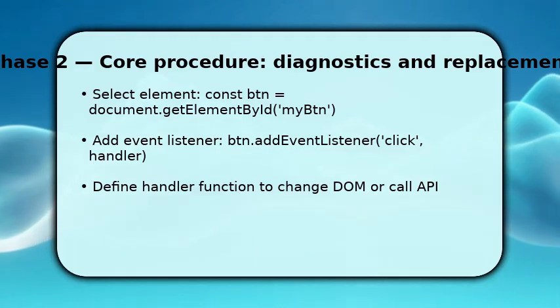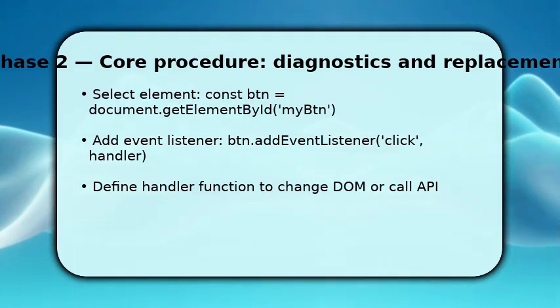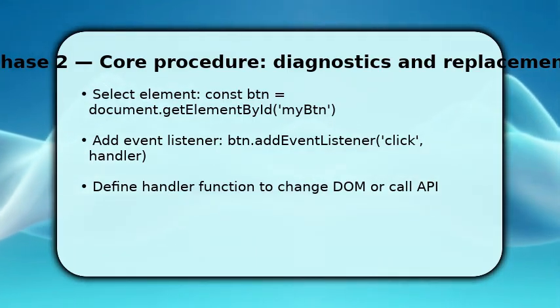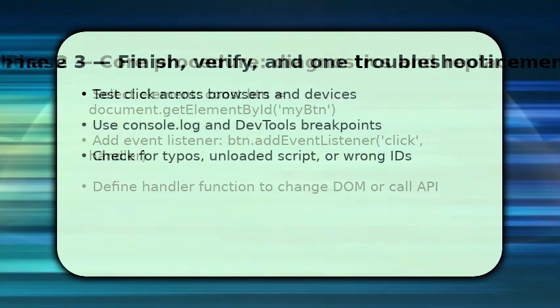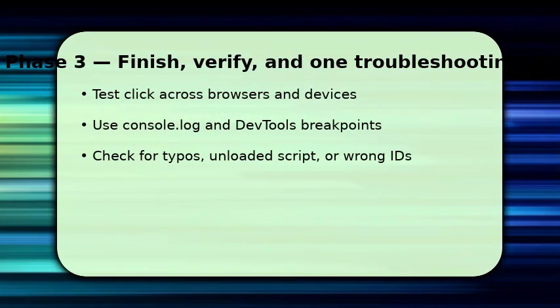Once the handler runs, check the console. Log statements to trace values and verify event firing. To finish, test the button end to end. Click it, watch the UI change, and confirm network or async actions complete.